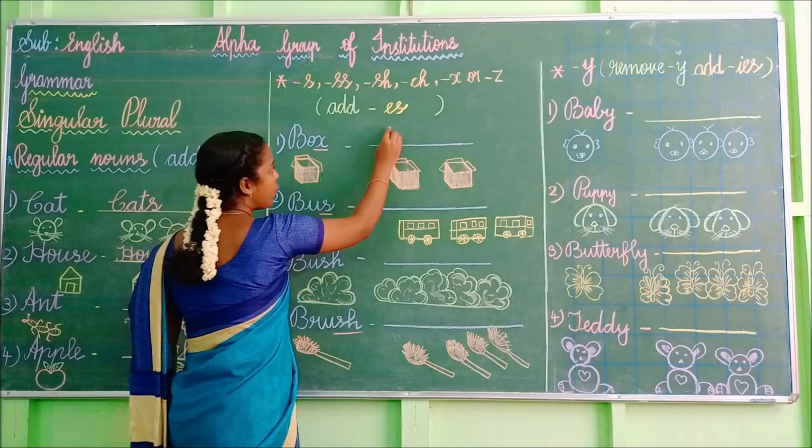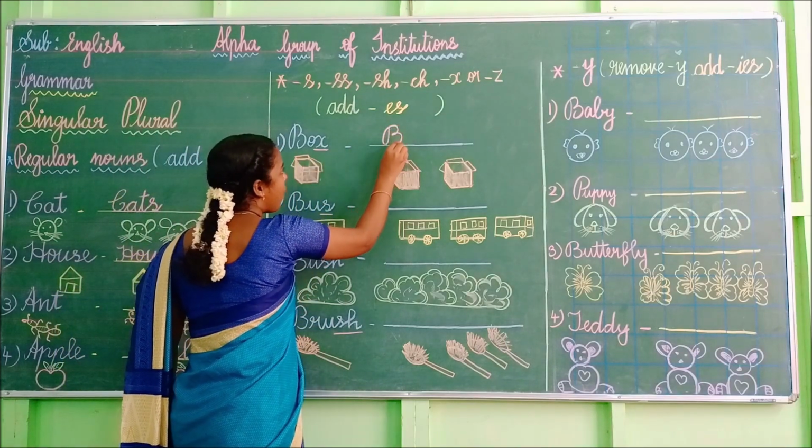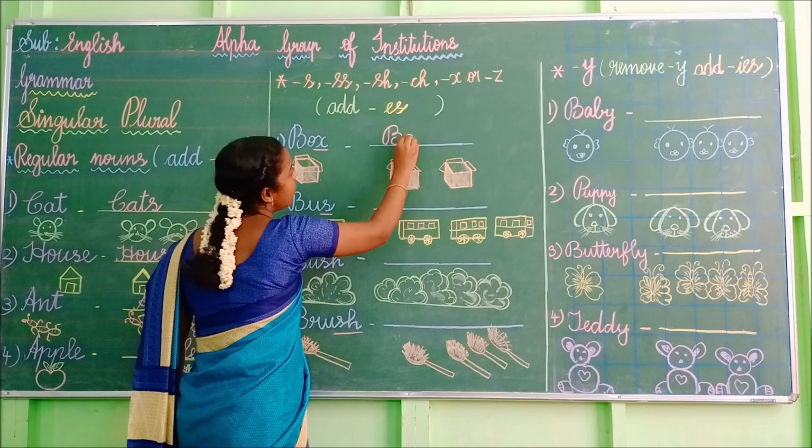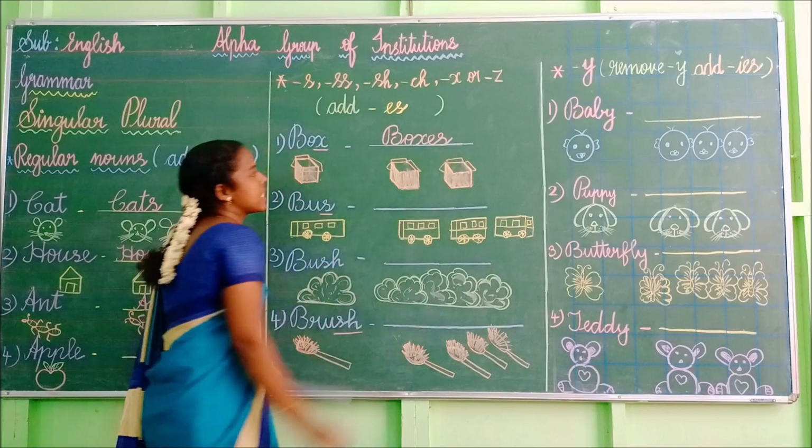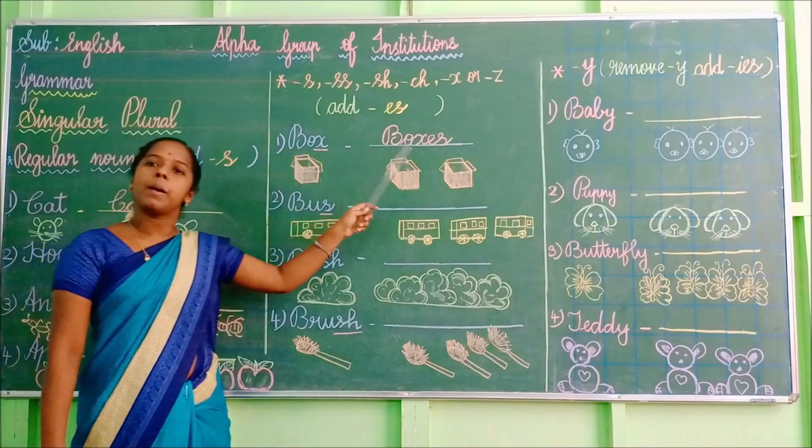See the plural form of box, boxes. B-O-X-E-S, boxes. The plural form of box is boxes.